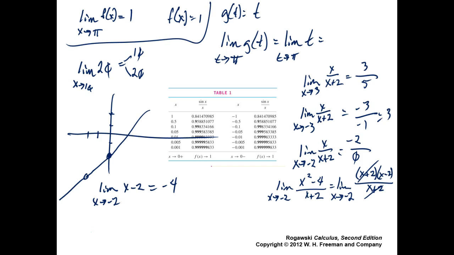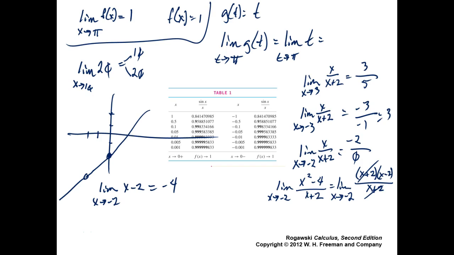Because you can't divide by 0. But x is negative 2. But from both sides, the limit is negative 4. Negative 4 coming in here, negative 4 here. So even though we can't evaluate it at negative 2, you can when you get it in this form, but you couldn't have x equal negative 2 there, then the limit still exists, even though the function value doesn't exist. So that's what a limit is.